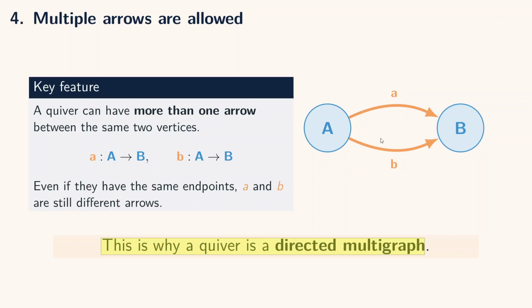This might feel a little abstract right now, but it becomes very natural once you start seeing real examples. And when we eventually build categories from quivers, having multiple arrows between the same 2 vertices will correspond to having multiple different ways to go from one object to another, which happens all the time in mathematics.